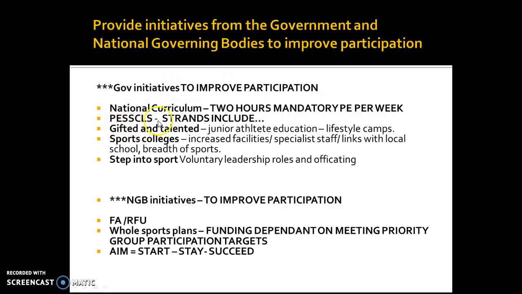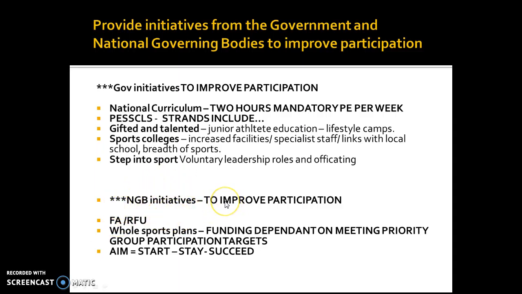And then another scheme, which was called the PESCL strategy when this spec came out, the PE School Sport Club Link strategy, had strands such as gifted and talented, which focused on lifestyle camps for elite athletes; sports colleges, which allowed increased facilities and specialist staff; and finally step into sport, which are voluntary leadership roles that people could choose. It's now been replaced by PSIP, but you don't need to worry about that.